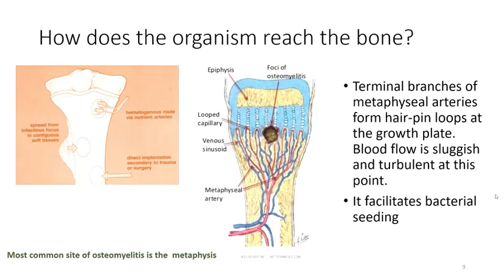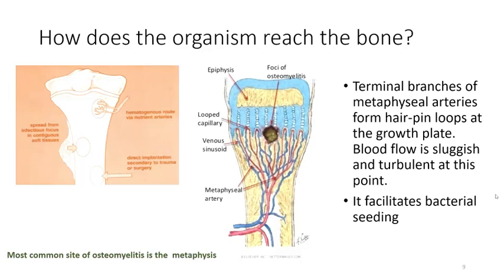So these pictures explain how these organisms enter into the bone. The main route is hematogenous, and it could spread from surrounding soft tissue, or it may be directly implanted over the bone after a surgery or a trauma.